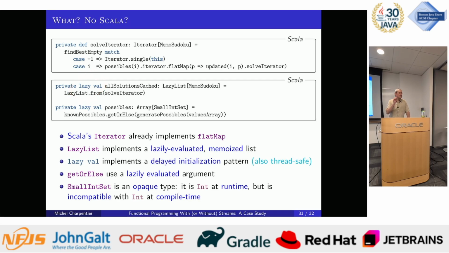Lazy val gives me that delayed initialization even in the presence of other threads. So if two threads try to access that for the first time, one is going to calculate it, and the other is going to wait until it's done. Kotlin has the same mechanism, which is very useful.